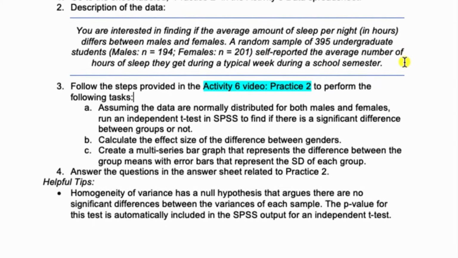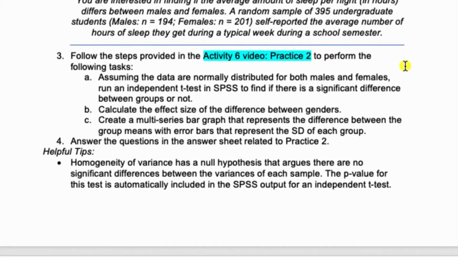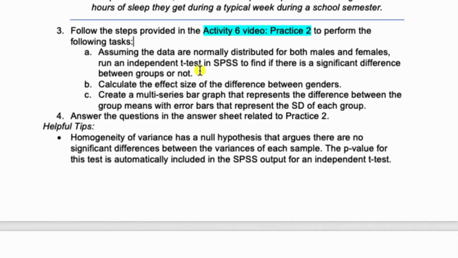So as far as our tasks in this practice set, we are going to assume the data are normally distributed for both males and females. That way we can just go ahead with our test. And then we're going to run an independent t-test in SPSS to find if there's a significant difference between the groups or not. From the information that we get in the t-test, we are then going to calculate the effect size of the difference between genders, and then we'll create our bar graph.